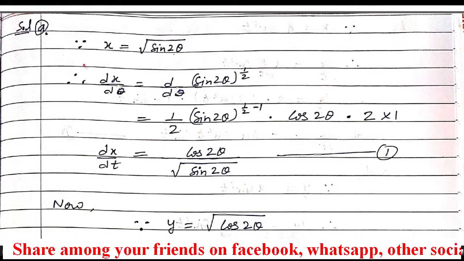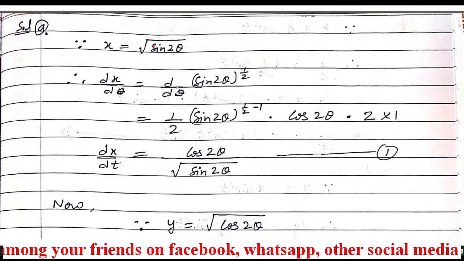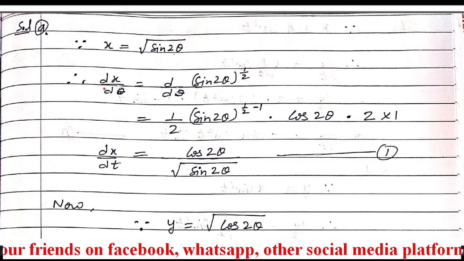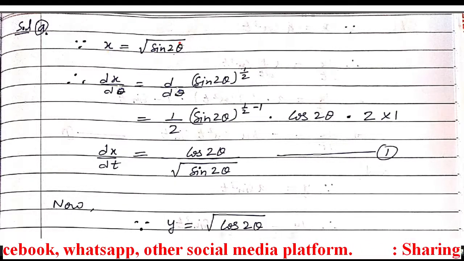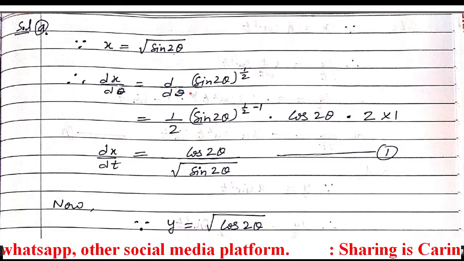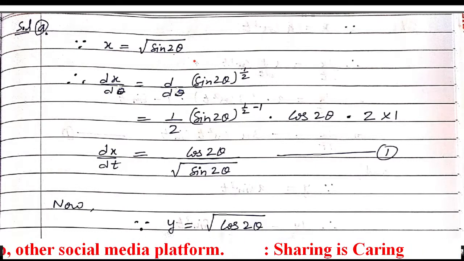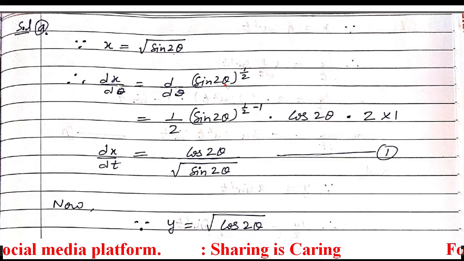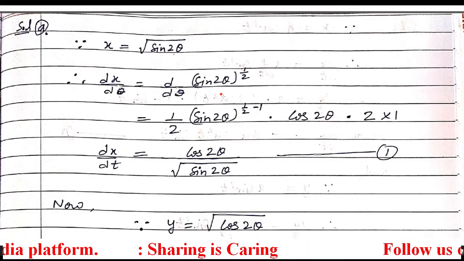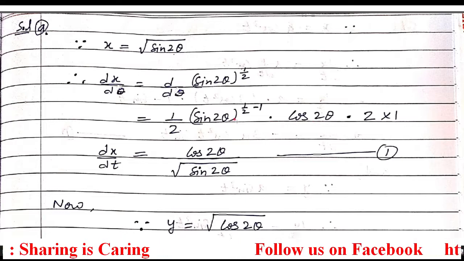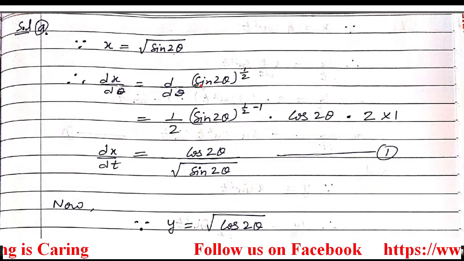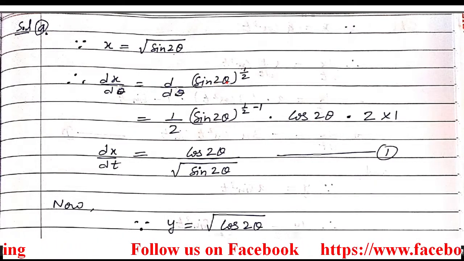So we'll start with the A part. Here x is given as root sin 2 theta. So we'll differentiate it with respect to theta because x is in parameter theta. When differentiating it, first write the power notation. Now use the x^n formula, that is n x^(n-1), and then the chain rule. When you use the chain rule, you have to differentiate first sin 2 theta, then again 2 theta.